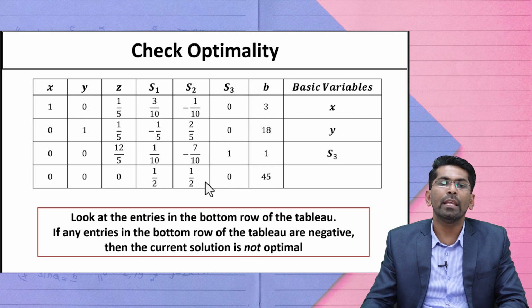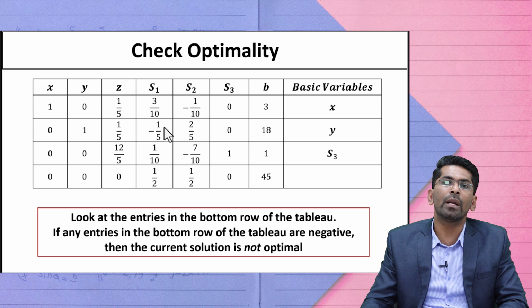So here, in the given table, we have 0, 0, 0, 1 by 2, 1 by 2, 0 and 45. All the values in the bottom row are either equal to 0 or some positive value, that is 1 by 2, 1 by 2 and 45. We can say that we have an optimal solution. So yes, all the new values in the bottom row are positive or equal to 0, indicating that the given solution is optimal. Now ultimately we reached the optimal solution through the iterative process. So this particular solution will be considered as the optimal solution.